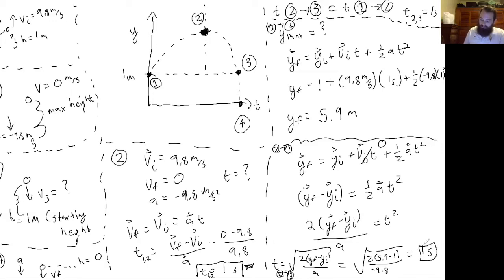So this is the 1 second, and if you remember earlier, we guessed that it was going to take 1 second to go from 2 to 3 because it took 1 second to go from 1 to 2, and that's because a parabola is symmetric. So this is something that can help you speed up a problem. Let's say you're doing a projectile motion problem and you are starting and ending at the same height. You can calculate the time that it takes to go from the starting position to the maximum height, and then just double that time for the total flight time.